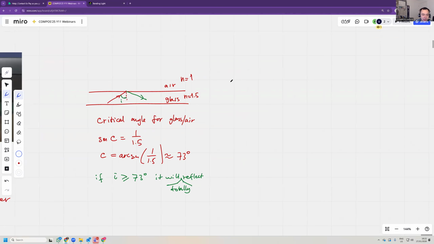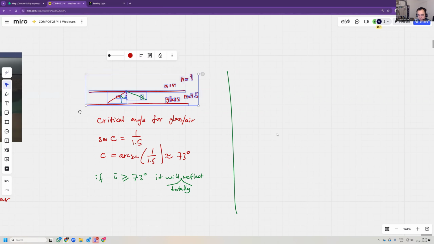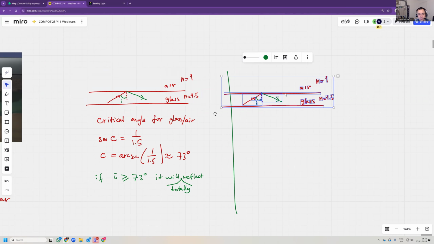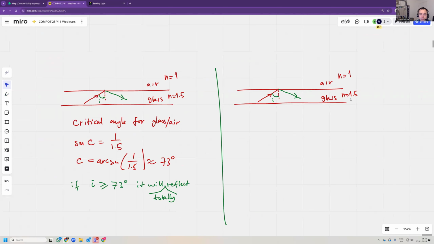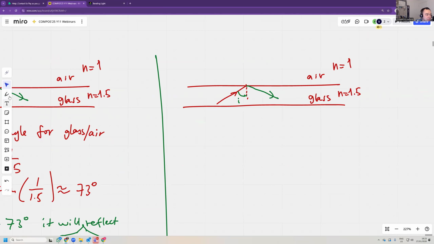On the other hand, if there is water, n of water is 1.33.